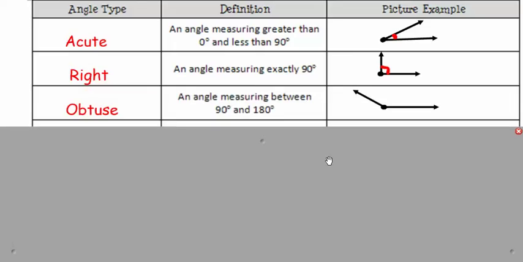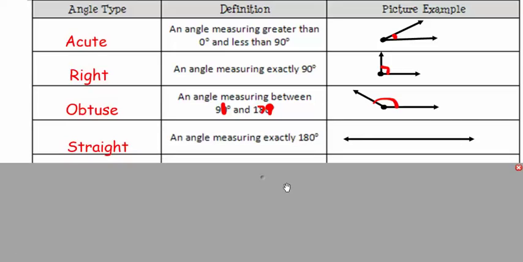All right? So my big angle, something that measures between 91 and 179, that is an obtuse angle. It's big. That's obtuse, okay? A big angle. All right, and then one you may not know, a straight angle. A straight angle is exactly 180 degrees, okay? That's a straight angle, okay?